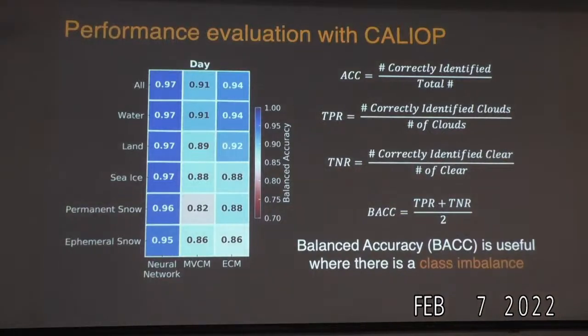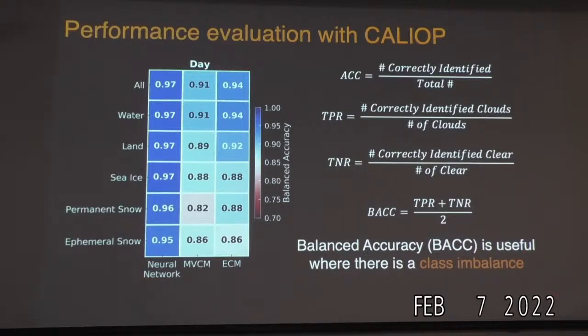Okay, so we're going to look at the performance evaluation of the neural network on the left, ECM in the middle, VCM on the right. We're looking at a quantity here called balanced accuracy. Balanced accuracy differs from regular accuracy in that it penalizes a model for over-predicting the majority class. So if we consider a hypothetical region that has 90% cloud fraction, I could make a trivial cloud mask that says everything is a cloud, and it would get 90% accuracy. But its balanced accuracy, which is a function of true positive rate and true negative rate, would be 100% plus 0% over 2. So its balanced accuracy would be 50%. Balanced accuracy is useful because it accounts for class imbalance.